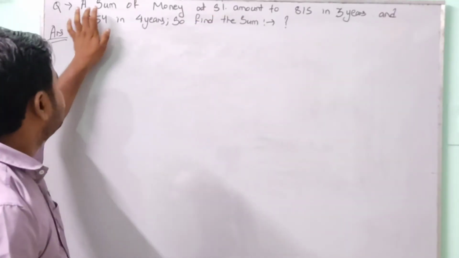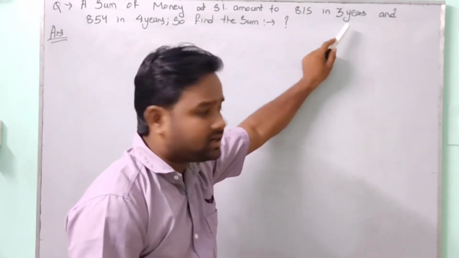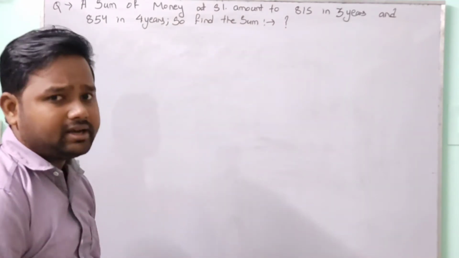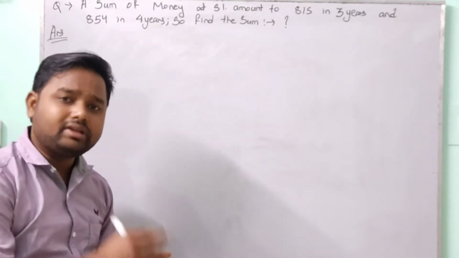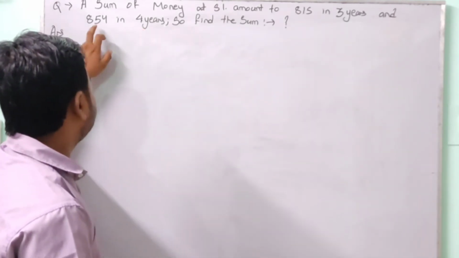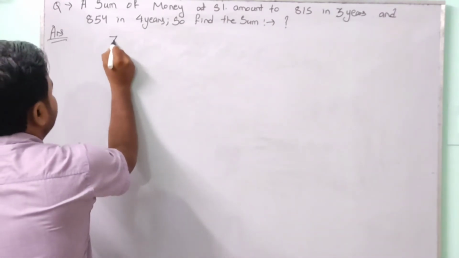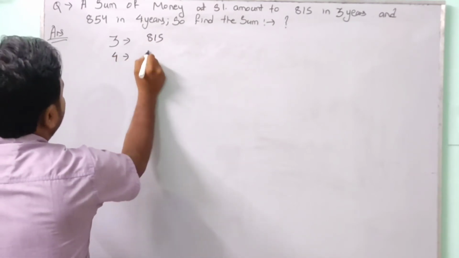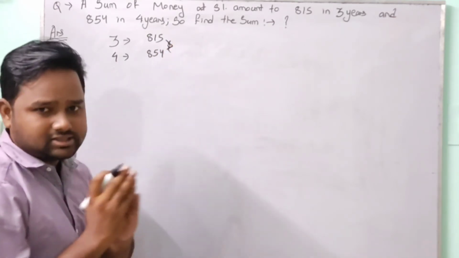The next question is: a sum of money at simple interest amounts to 815 in 3 years and 854 in 4 years. Then what is the sum? Here it is another type of question. The question gives the total amount in two different years. In 3 years the amount is 815 and in 4 years the amount is 854. Then what is the sum? So in 3 years the total amount is 815, in 4 years the total amount is 854. So the difference between these 2 years is the interest.